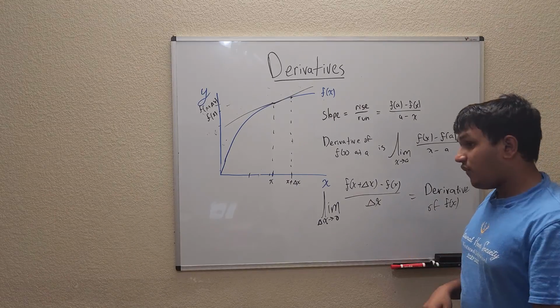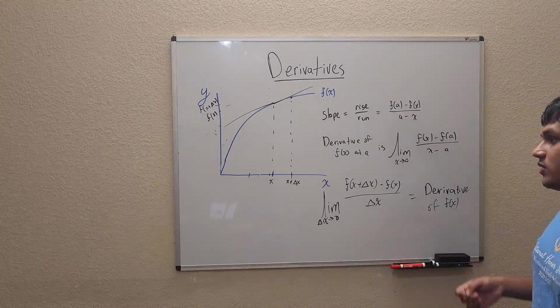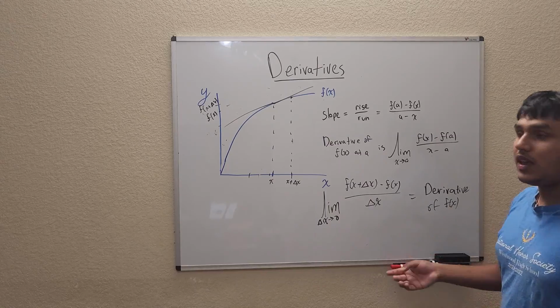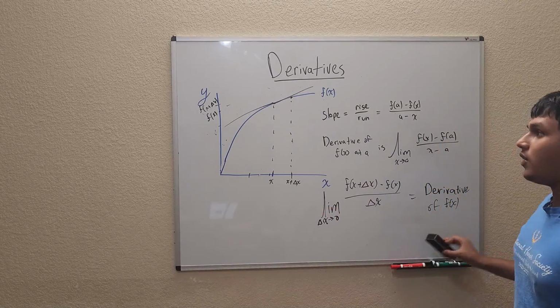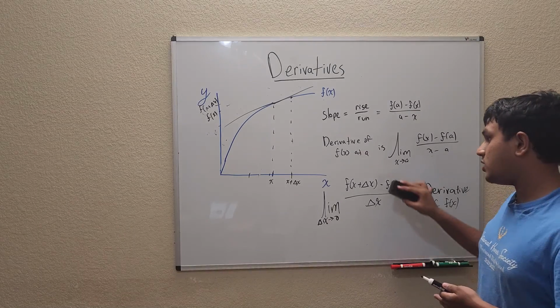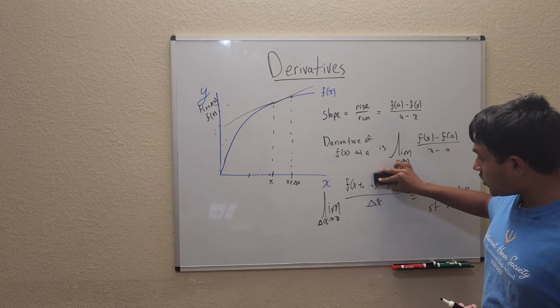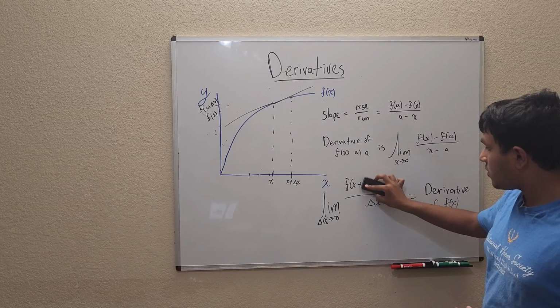Now, the more conventional notation is not to use delta x, but to use h. In other words, x plus h as it approaches x. However, I believe delta x is easier to understand. However, for convention, we will replace that with h.